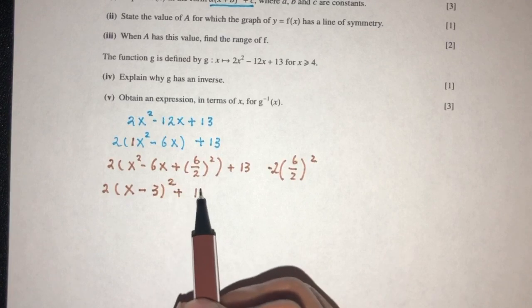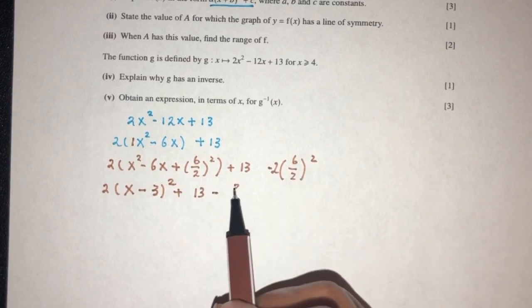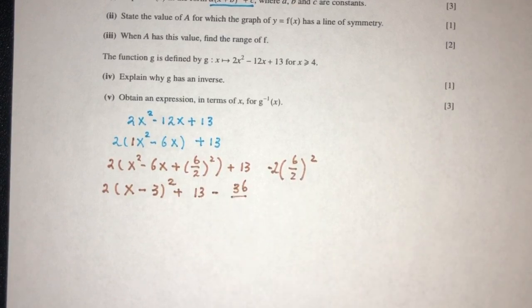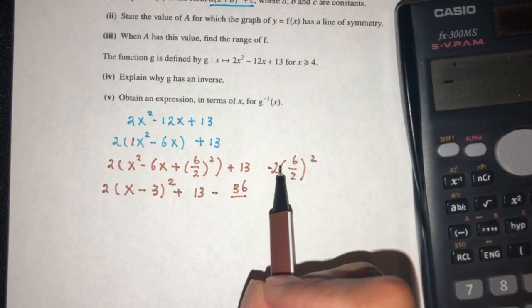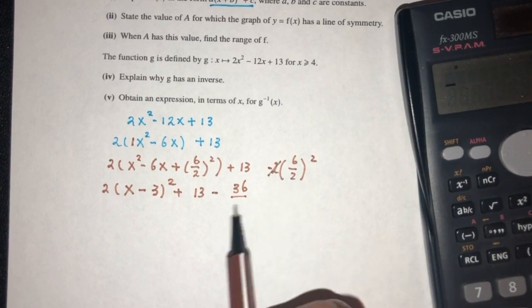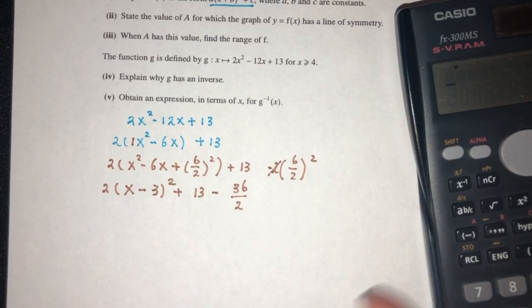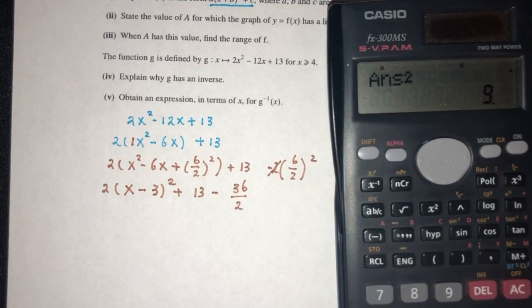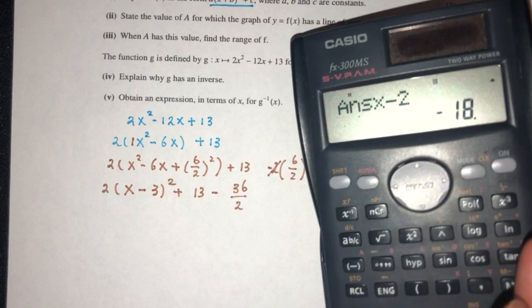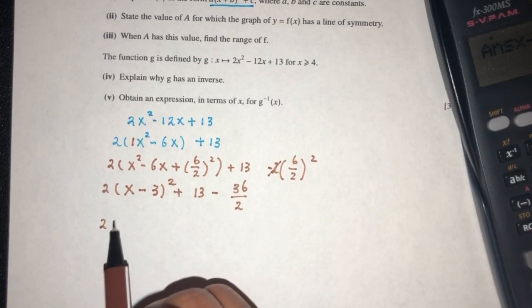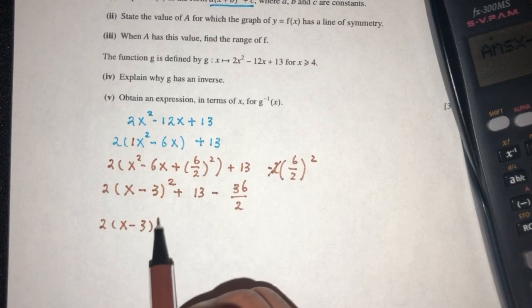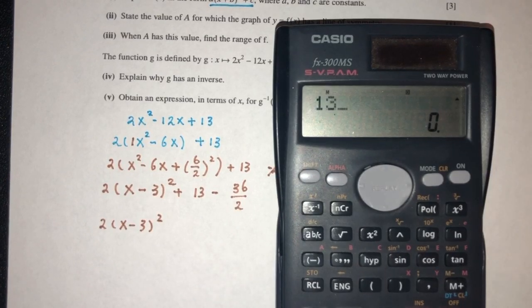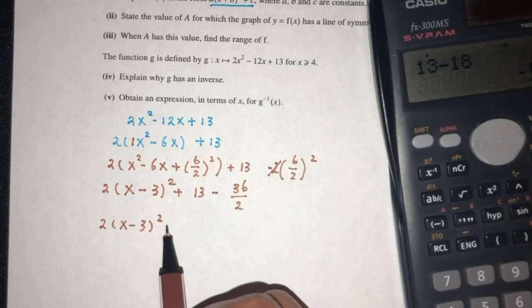And that will be plus 13 minus the value of 36 over the value of what? So here we have minus 2, that will be 4. Cancel out, you have 2 remaining here, right? If that makes sense. So let's try. 6 divided by 2 square times minus 2 should be minus 18. So here we have 2x minus 3 square. 13 minus 18 should be minus 5.